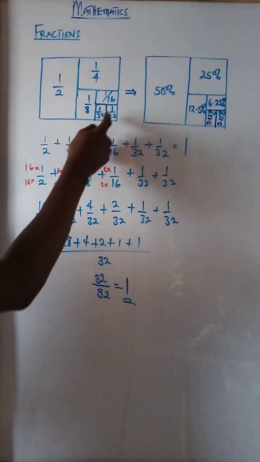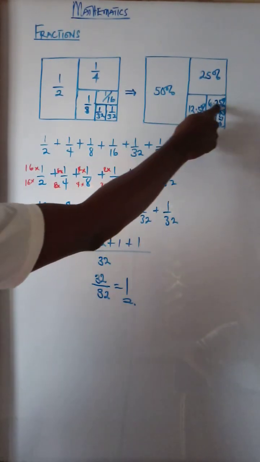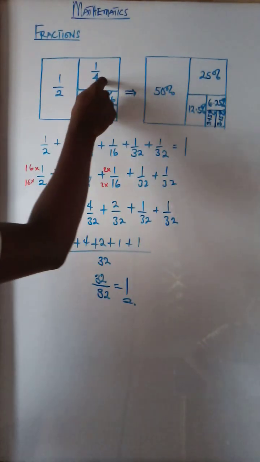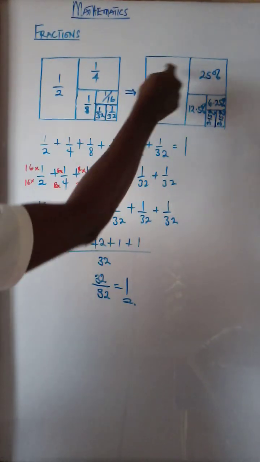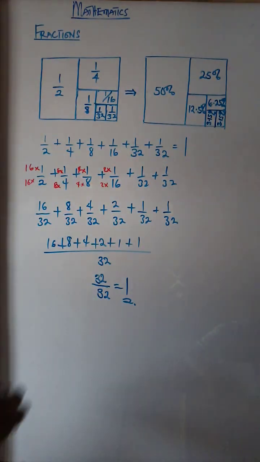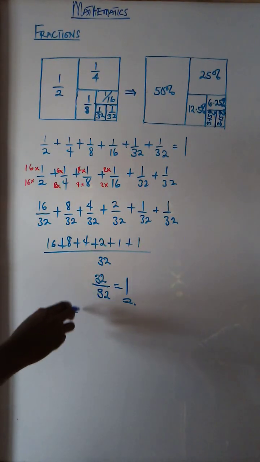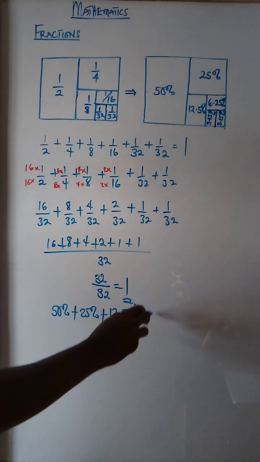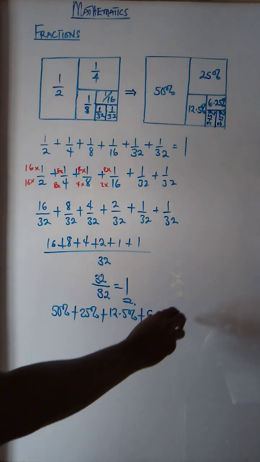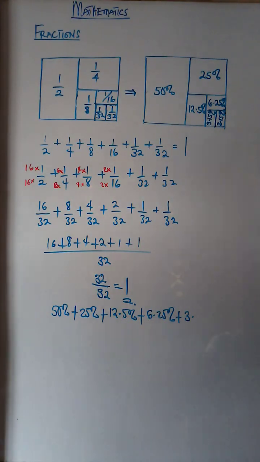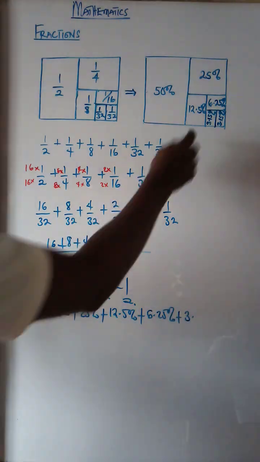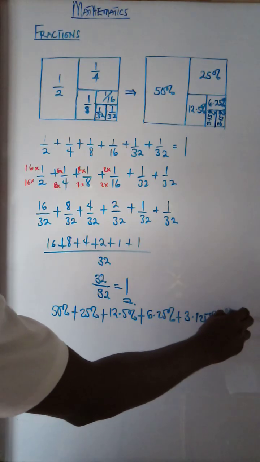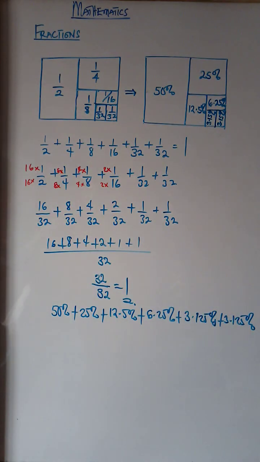It means 1 over 32 is 3.125%. 6.25% is 1 over 16. 12.5% is 1 over 8. 25% is 1 over 4. And half is 50%. So if you add everything here, we should get 100%. Let's do that. We want to add 50% to 25% to 12.5% to 6.25% to 3.125%, plus 3.125%. Let's add. We've done addition already, so let's do that.